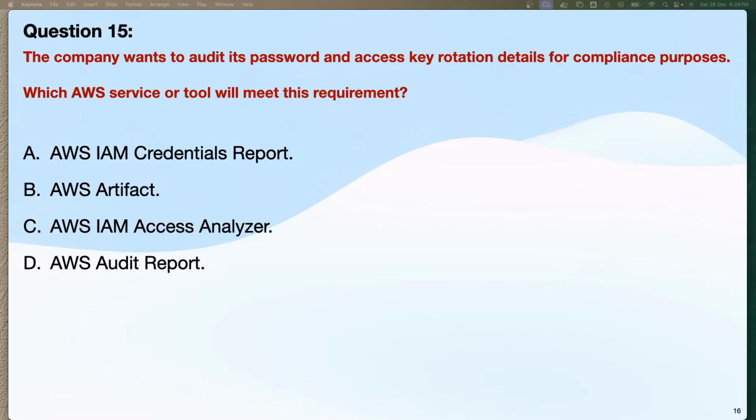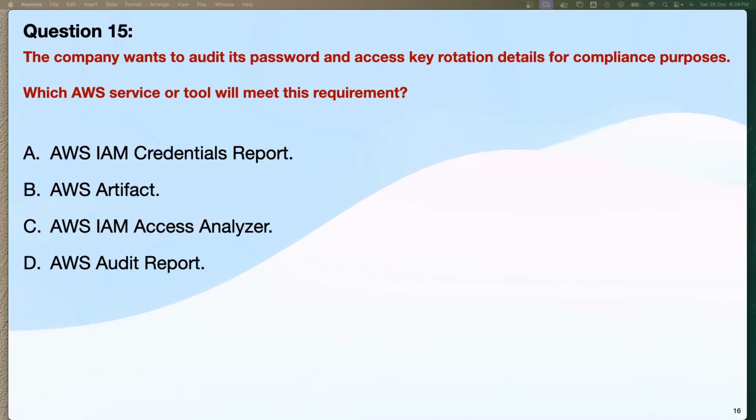So a company wants to audit the passwords and access key rotation details. Remember, AWS IAM has a credentials report. So that's the answer. We can download the credentials report. If you go to the AWS IAM console, there is a credentials report. Even if you don't want hands-on and you just want to take the exam, remember AWS IAM has a credentials report. And I will explain the other options so that you might understand the services as we are evaluating these answers, and that might help in your other questions also.